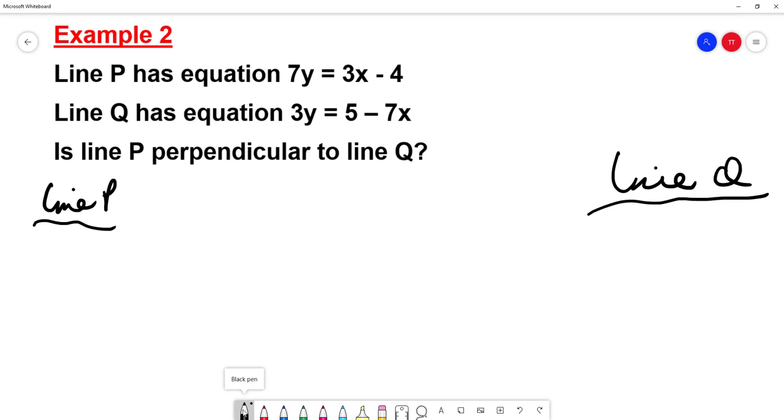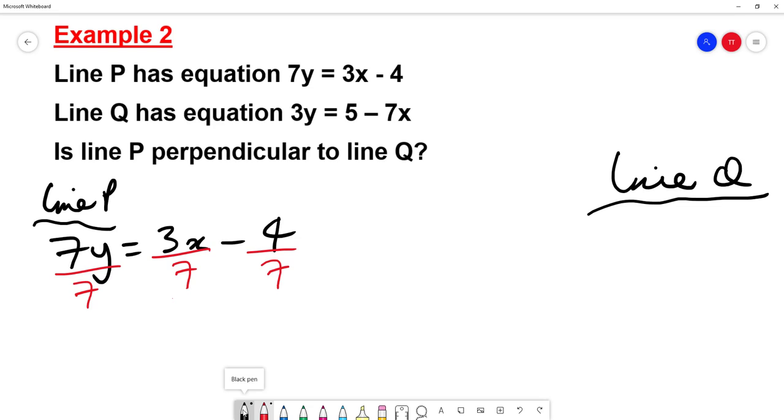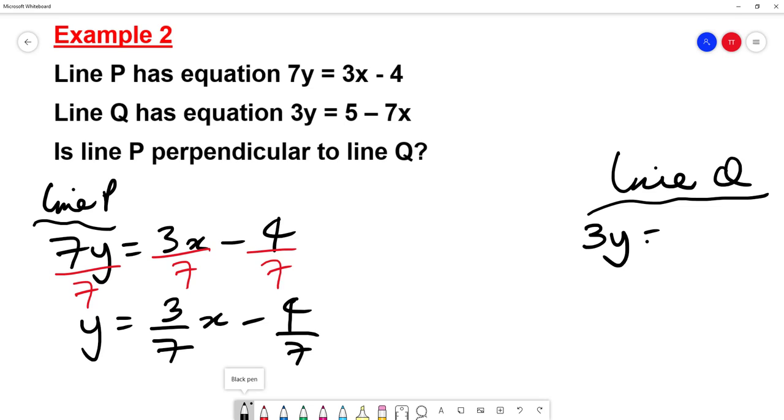Then what we're going to do is write 7y equals 3x minus 4. So we want it in the form y equals mx plus c. So we're going to divide everything by 7 here. And what we end up with is y equals 3 over 7 x minus 4 over 7 as our equation. So now that we've got that in the correct format, we can do the same for line Q. So line Q is 3y equals 5 minus 7x.